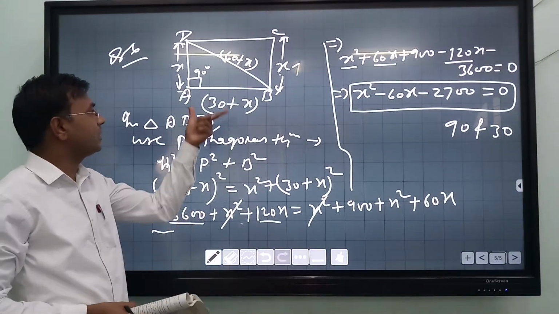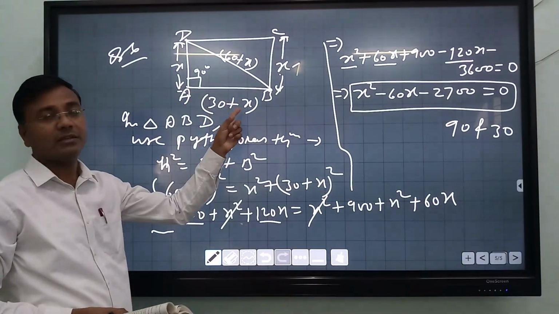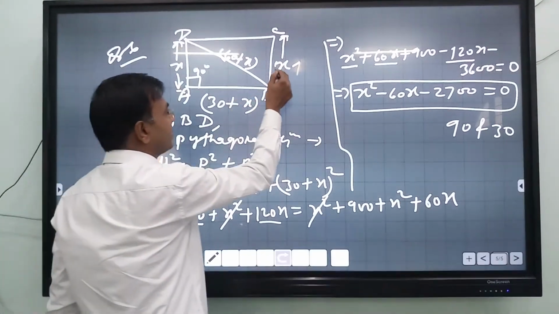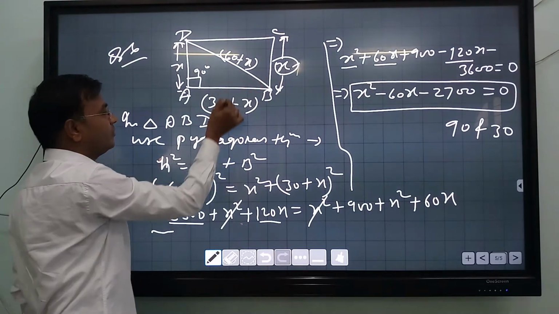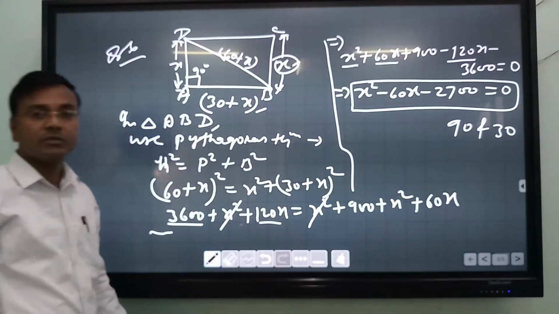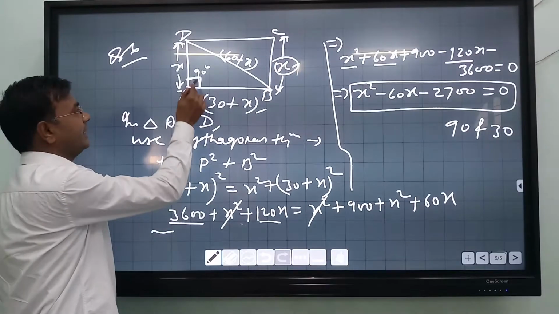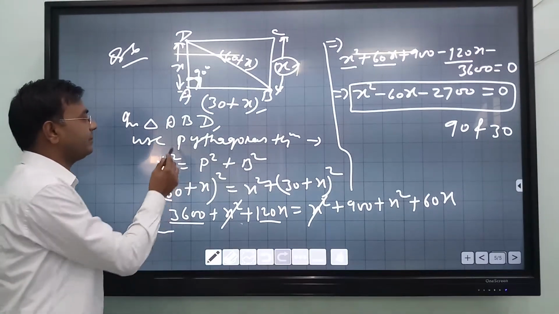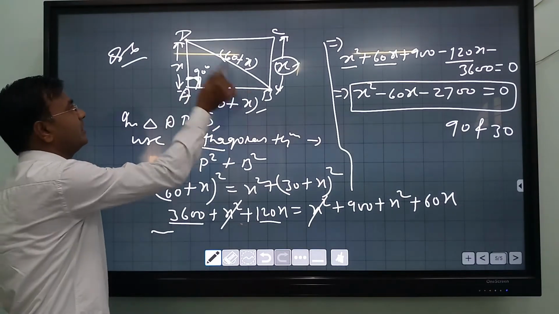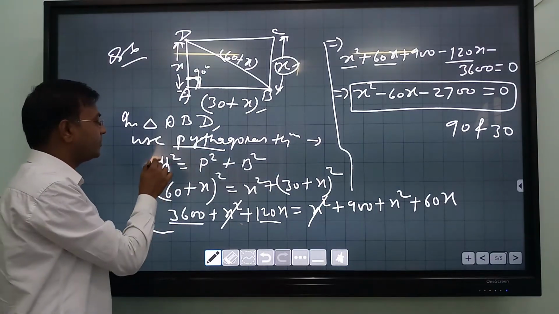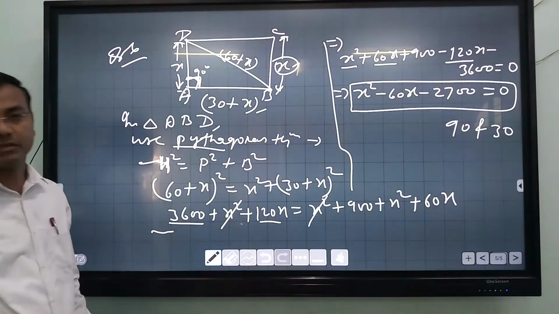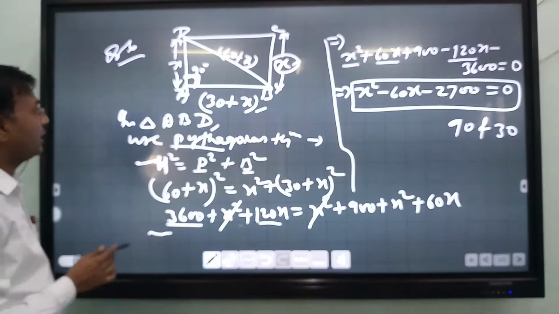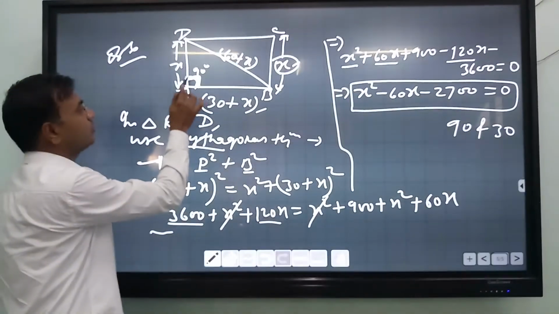And further, the longer side is 30 meters more than the shorter side. So the shorter side is x, so 30 more means 30 plus x. Since we know that in the rectangle the angle A must have the measure 90 degrees, apply the Pythagoras theorem in triangle ABD. What is the Pythagoras theorem? The square of the hypotenuse equals the sum of the squares of perpendicular and base. The hypotenuse is the side opposite to 90 degrees.